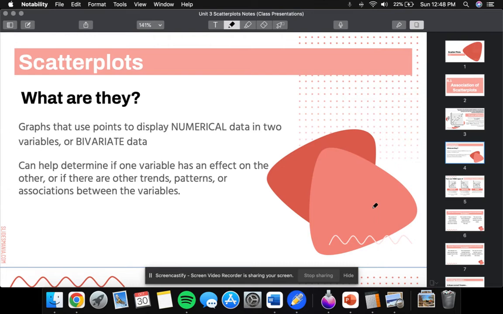All right, so now we're actually going to talk about what a scatter plot is. A scatter plot is just showing a bunch of data, and it's numerical data, which just means we're comparing a set of numbers to another set of numbers. And then we're hoping to see, is there a relationship where one has an effect on the other, looking for trends, patterns, and associations, basically just relationships.